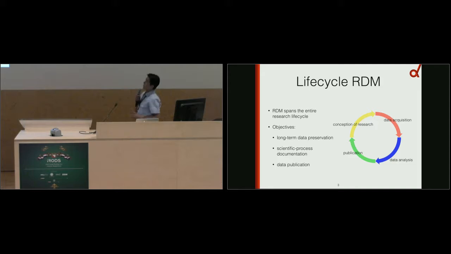So when we talk about lifecycle RDM, we are talking about research data management that spans the entire research lifecycle. The objective of this approach is to address 3 things. The first is long-term data preservation. Secondly, scientific integrity, which goes through so-called scientific process documentation. And finally, sharing the data for open access, that is about data publication.